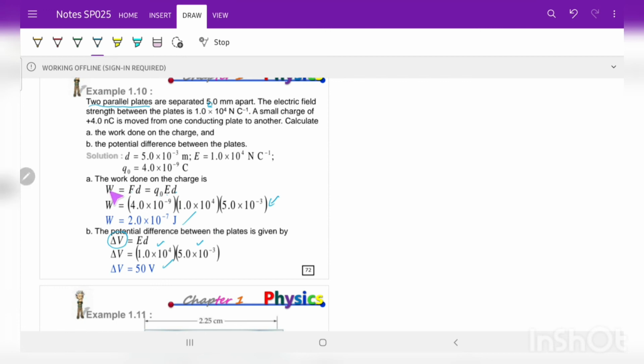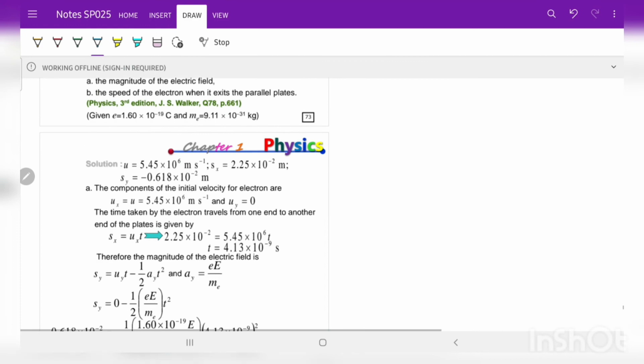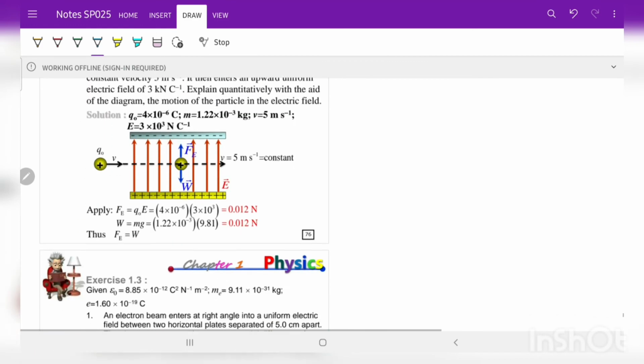So work done, W equals F times d, and F here is Q naught times E, times d. They have given everything: the charge, E, and the distance. So just multiply. Then part B, the potential difference between the plates. Here we can use the formula relating E and delta V, so delta V equals ED. E is given, D is given. Just multiply. Very simple. This topic is easy.